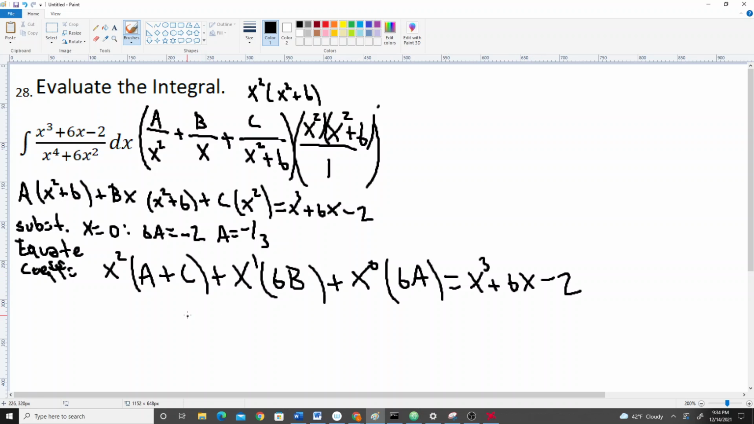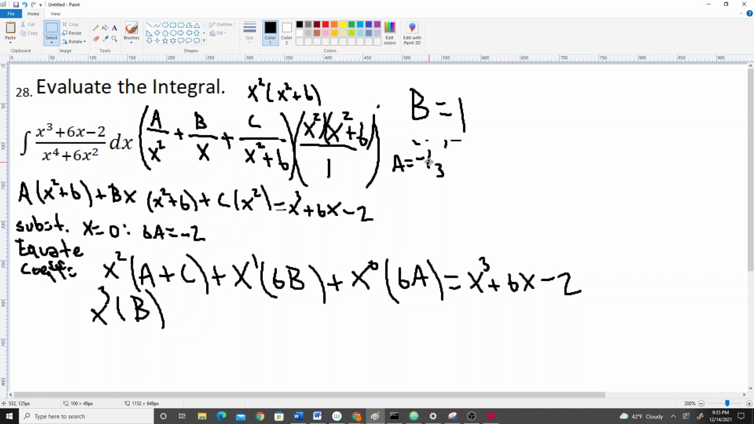I should have also added an x cubed term, and that would have been equal to just b. So the coefficient for x cubed is 1, and I have b, so I know b is equal to 1. I can write that up here, b is equal to 1. I'll also slide a over so it's right next to it. Last thing we need to find is c. We don't have an x squared term when we equate the coefficients, so we know that's 0. So we know a plus c is 0.